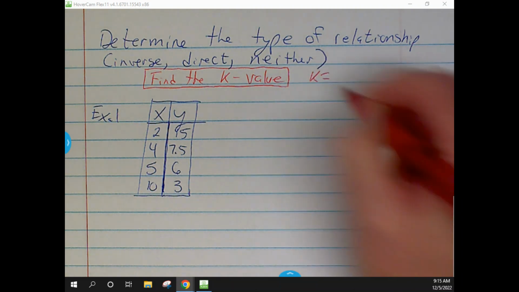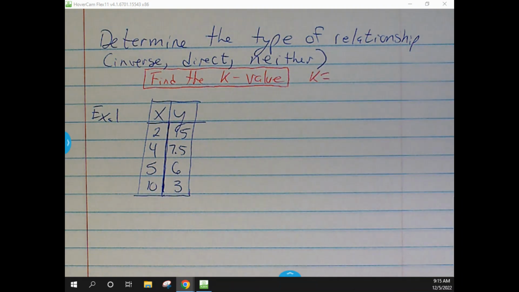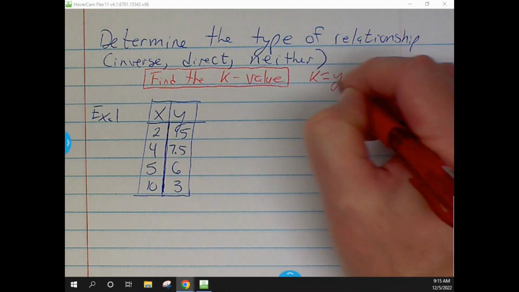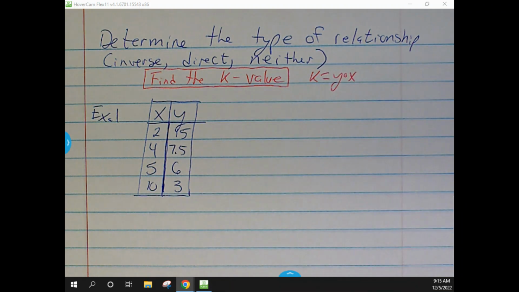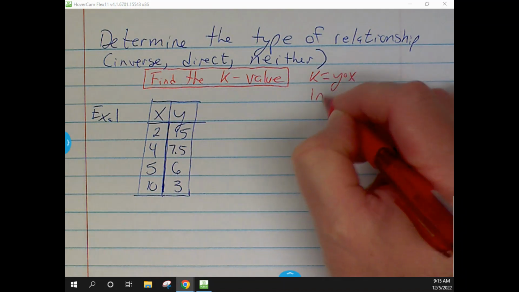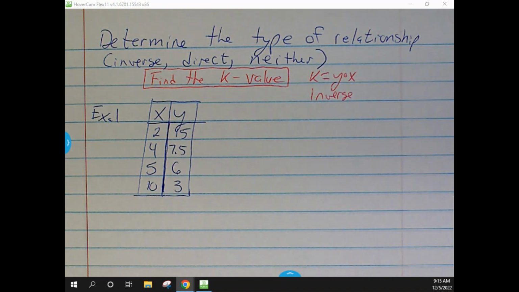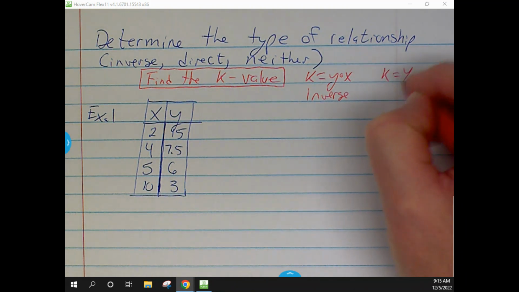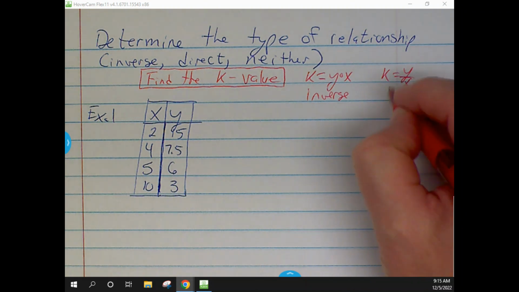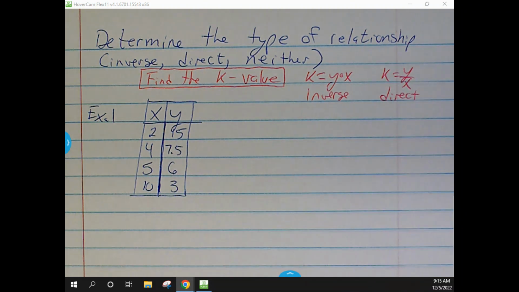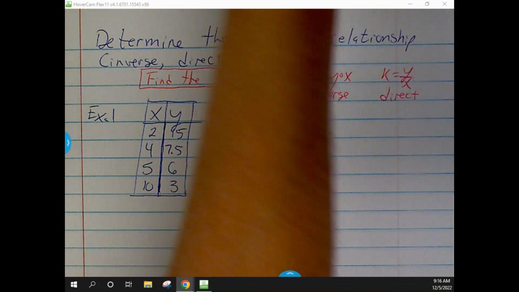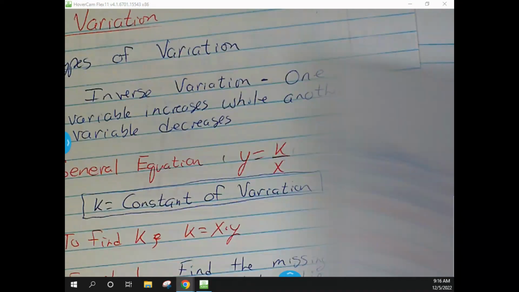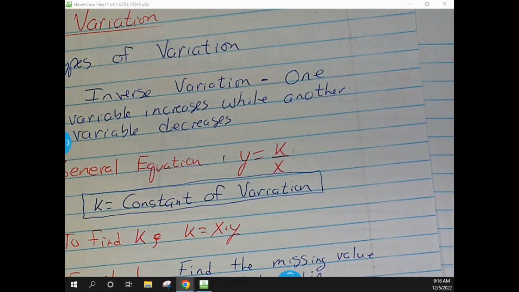Here's your cheat sheet when you're working through these. If they give you this list, you're going to do two things first. You're going to take the x and the y values and multiply them together. If the k value is the same for everything, that's going to be an inverse relationship. And if you take y divided by x, then that's going to be direct. So again, if we're finding the k value, we're going back to what we said earlier: for direct, k was y divided by x, and for inverse, k was equal to x times y.